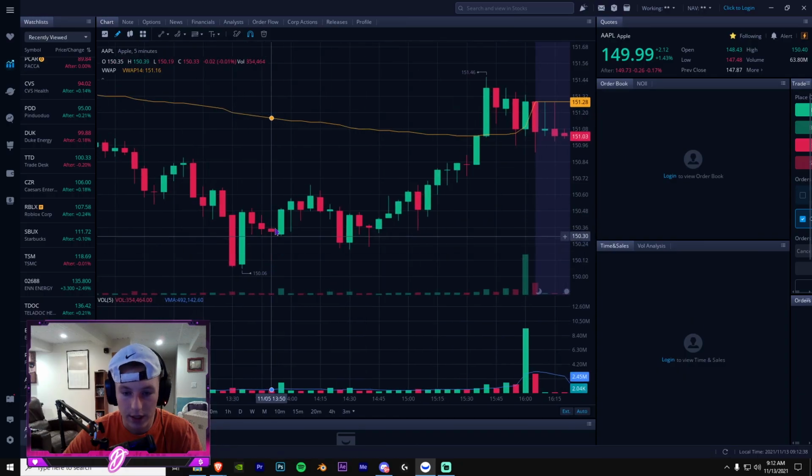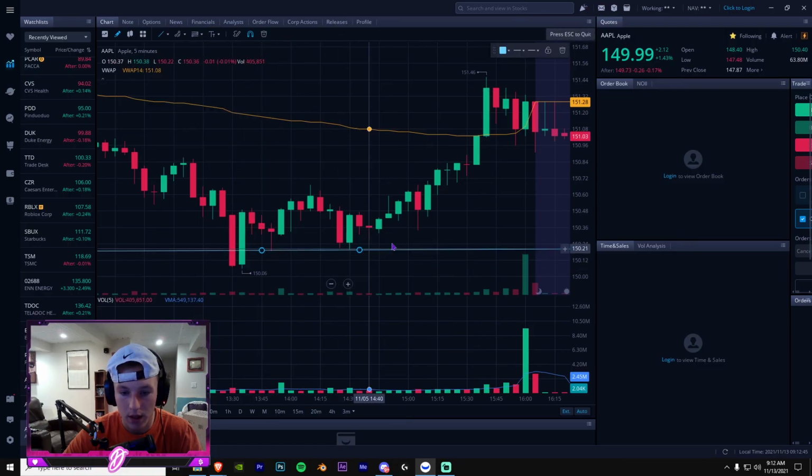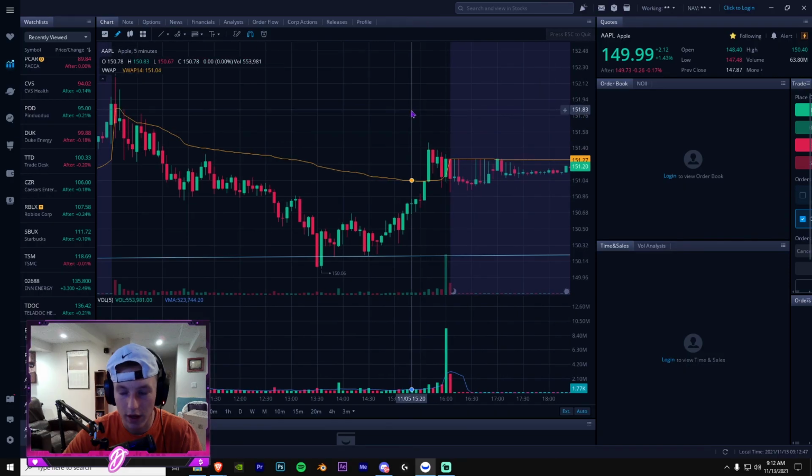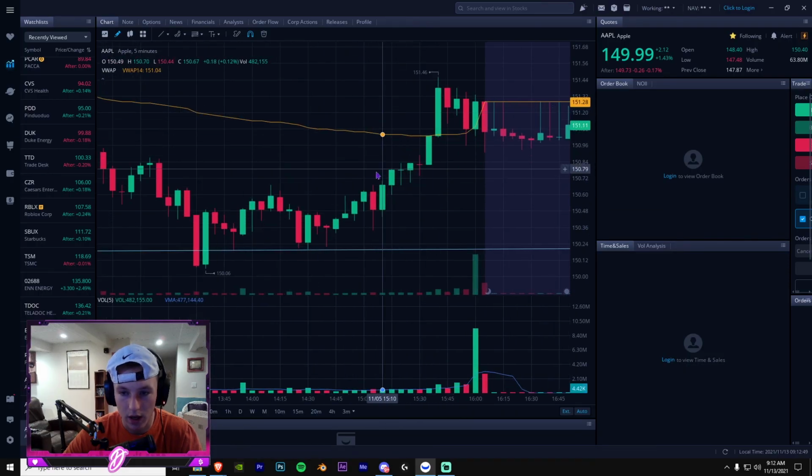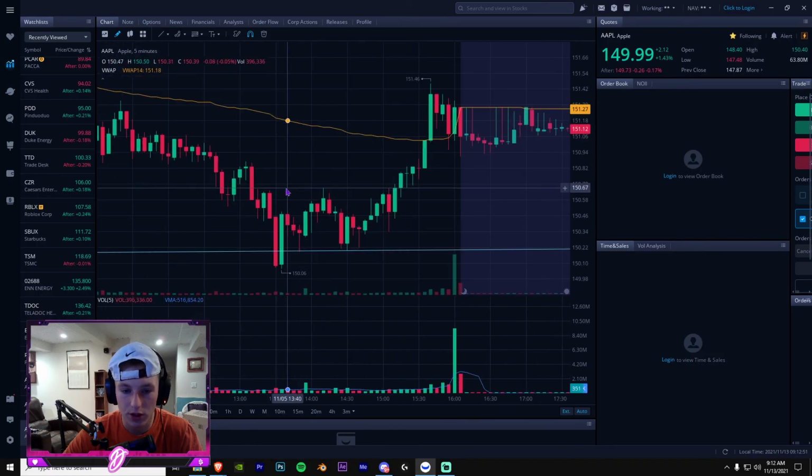We see it dip down again. We see a nice hammer, reverses again, and then finally has this nice double bottom right here, and then bounces off this double bottom, and then finally goes up, and you could have got a nice $1.50 move right there. So that is a bullish engulfing candle.